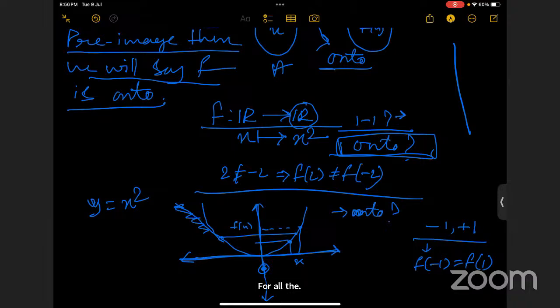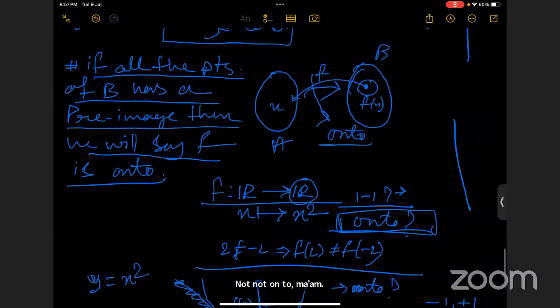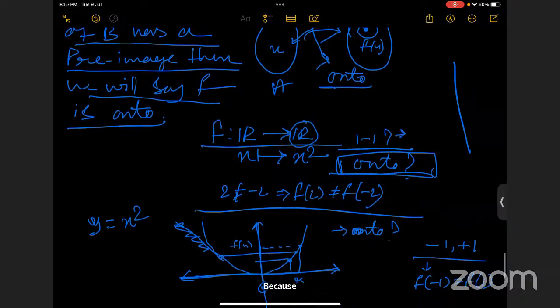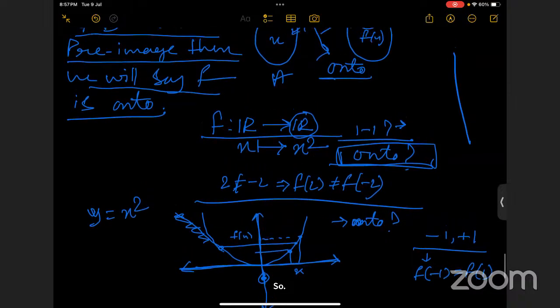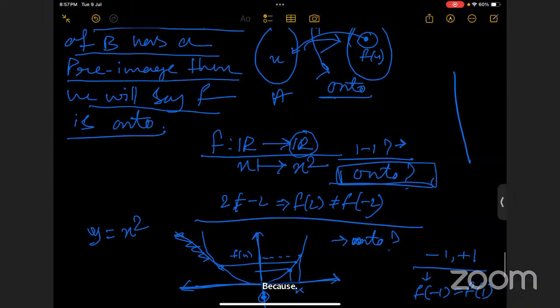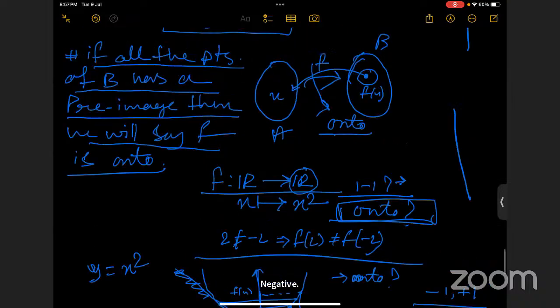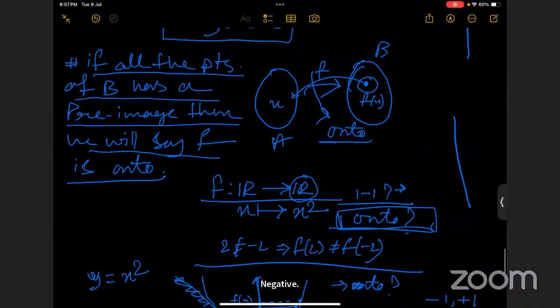So I wanted to know whether the function is onto or not. Onto, ma'am. It is onto function. No, not onto, ma'am, because the codomain is R. Not onto function. Negative infinity is not related. Whoever says it is onto, I just want every pre-image to be available.